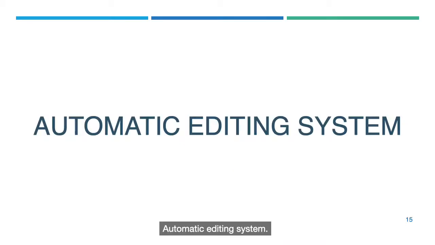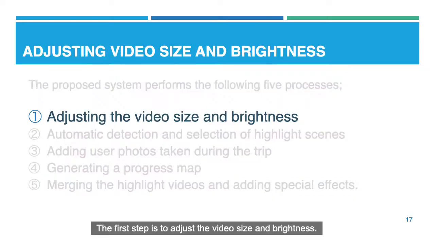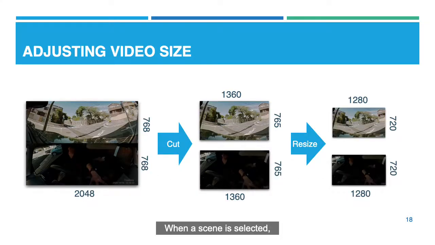Automatic editing system. The proposed system performs 5 processes. I will introduce these processes one by one. The first step is to adjust the video size and brightness. When a scene is selected, the center of the upper or lower video is copied and resized to the output size of the HD video.